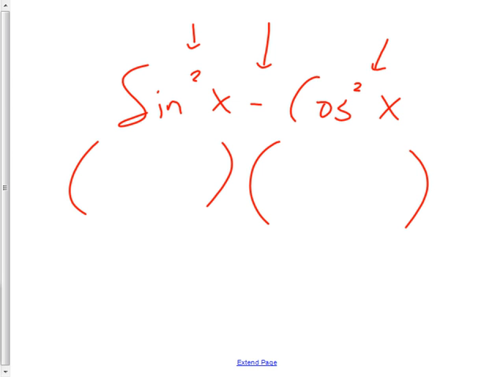What if it was sine to the 4th? Are they still differences of squares? Yes. I'd like you to try that one right there. Break it down.